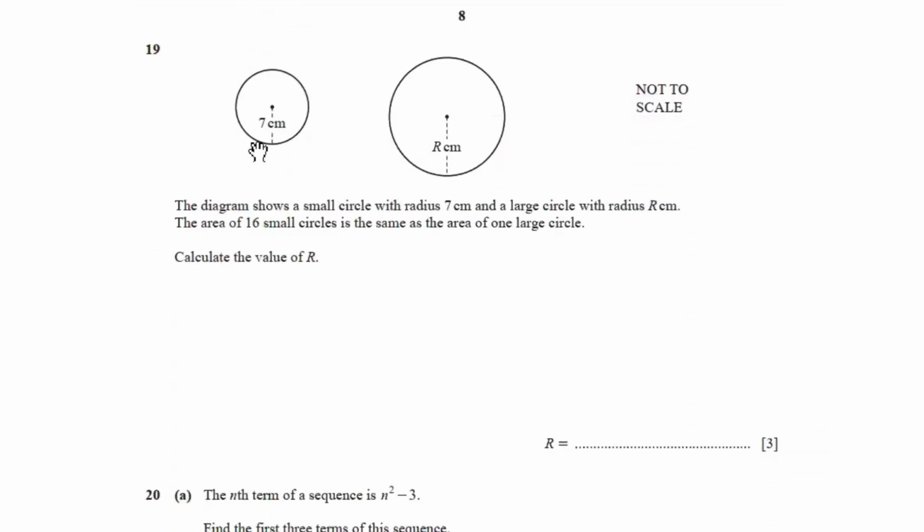Then question 19 says the diagram shows a small circle with radius 7 centimeters and a large circle with radius r centimeters. The area of 16 small circles is the same as the area of one large circle. Calculate the value of r. So you have 16 small circles is the same as one large circle. So let's find the area of 16 small circles first.